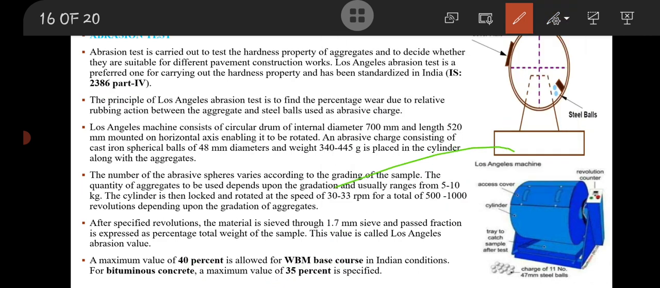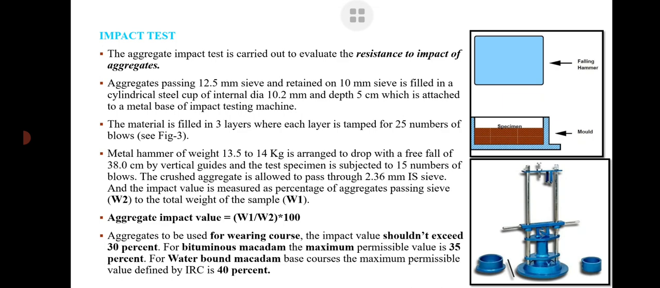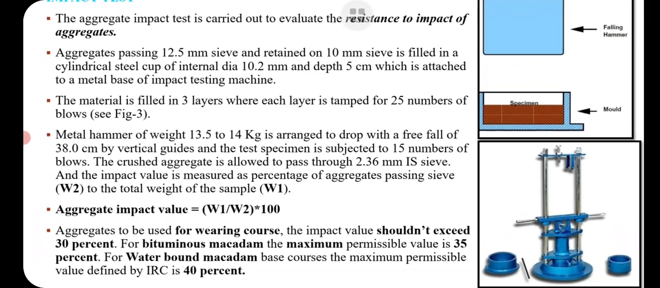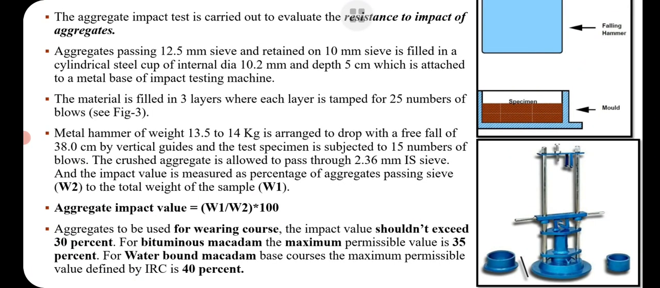Then coming to the next, impact test. Impact means sudden action of load, means jerking of load. This test determines the resistance of aggregate against impact. For this test, we have to take aggregate passing through a 12.5 mm sieve and retained on a 10 mm IS sieve.